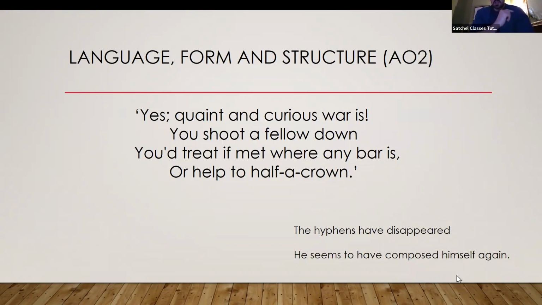Actually, you shoot at the man and he shoots you. That actually, if you met in any other circumstance, you'd buy a drink or you'd lend him some money, half a crown. We again have the same rhyming pattern that continues throughout.